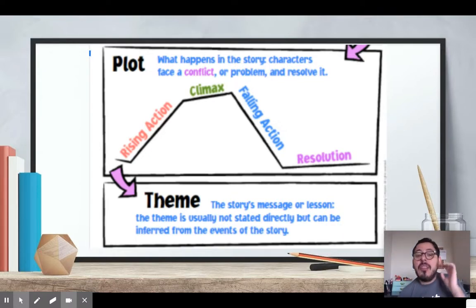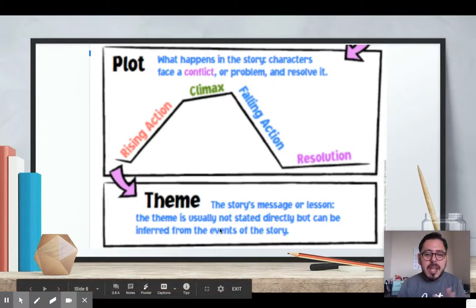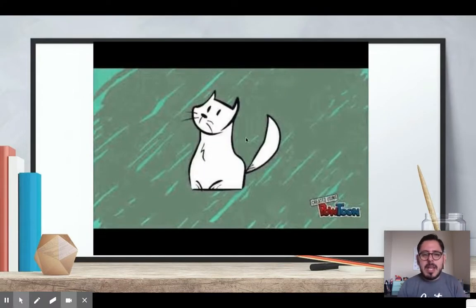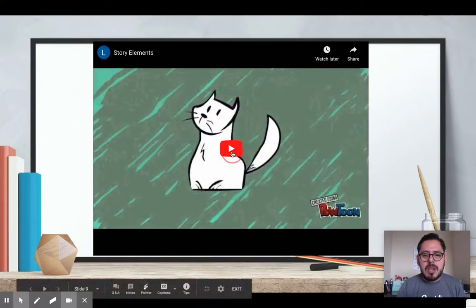All right, and then the theme is the story's message or lesson. What is the story teaching you? How is the story helping you be a better person, maybe? So the theme is not usually stated directly, but it can be inferred from the events of the story. You can kind of figure it out. They're not going to tell you, oh, you have to be a good person. No, you kind of have to figure it out yourself. So let's see an example pretty quick. Let's pay attention to this video and listen to it.